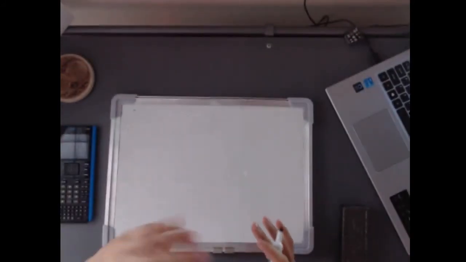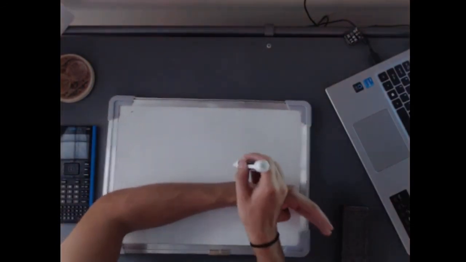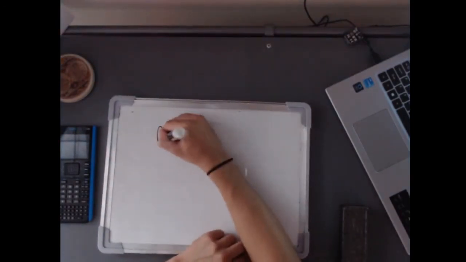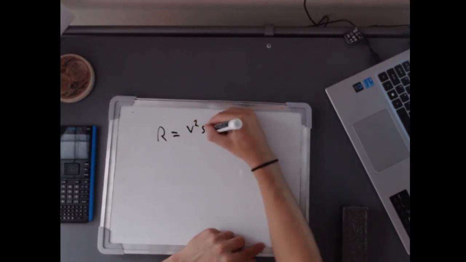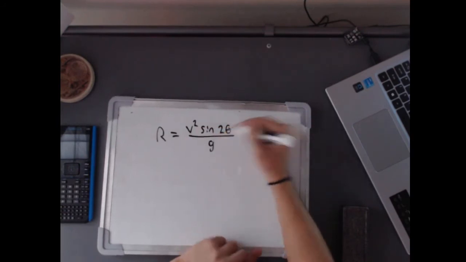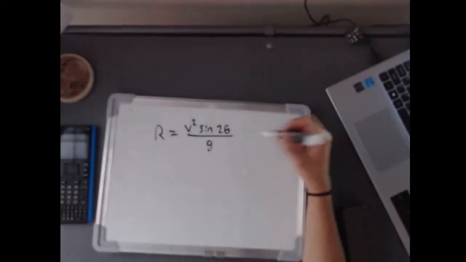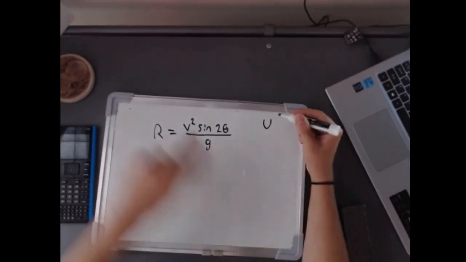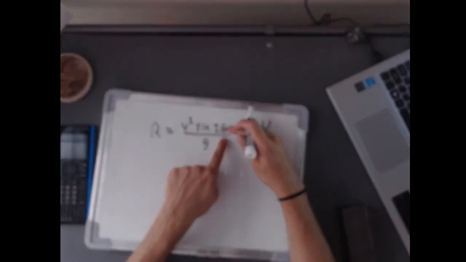So, we need to find the maximum range. The maximum range of a bullet. If you remember our equation, R is equal to V squared sine 2 theta over G. You'll note that because our speed is set, we have a speed of u. This is a constant. This is a constant. The only thing that can change is theta.